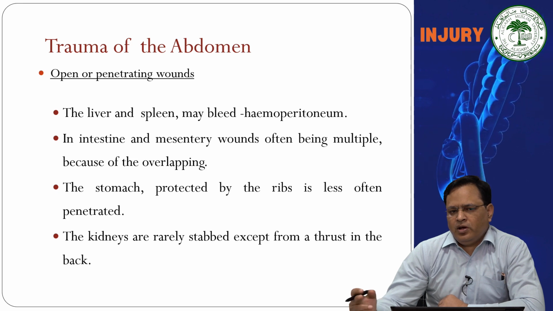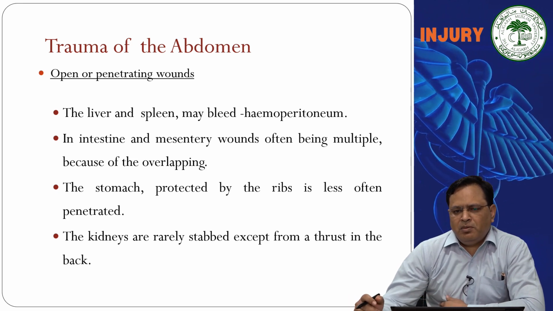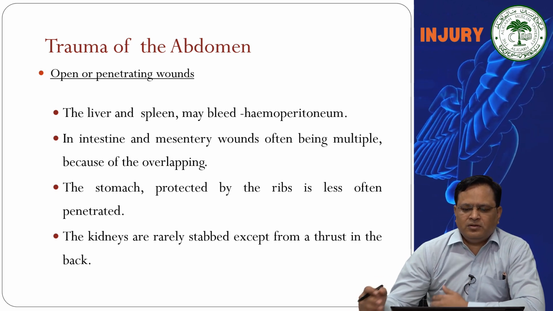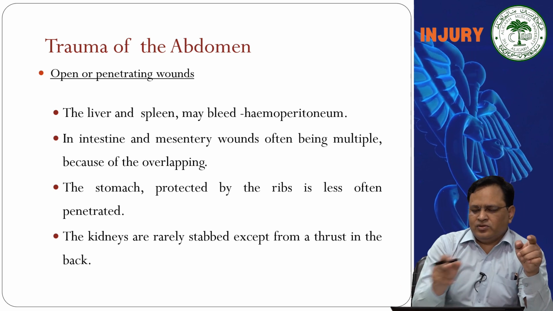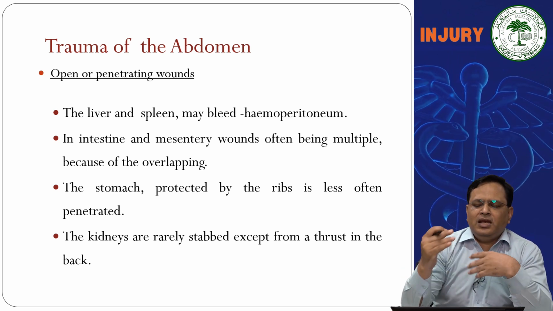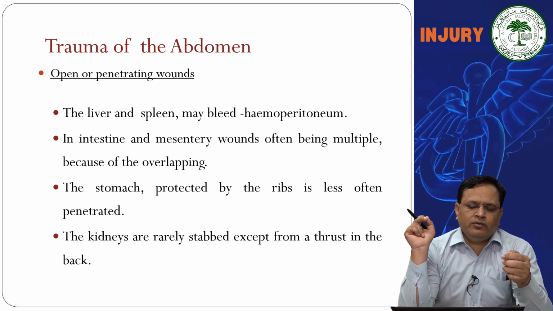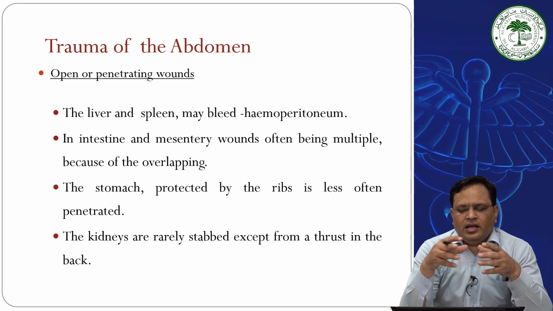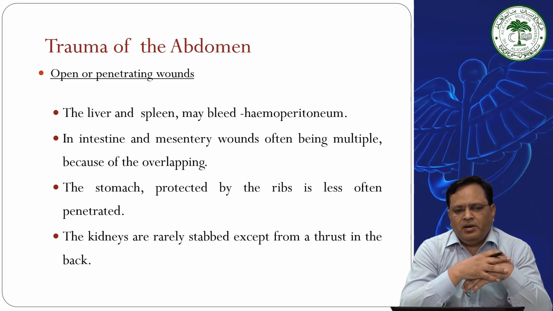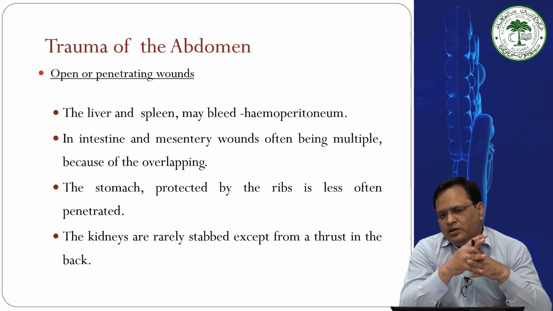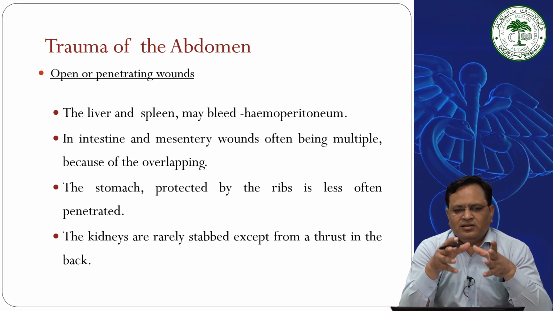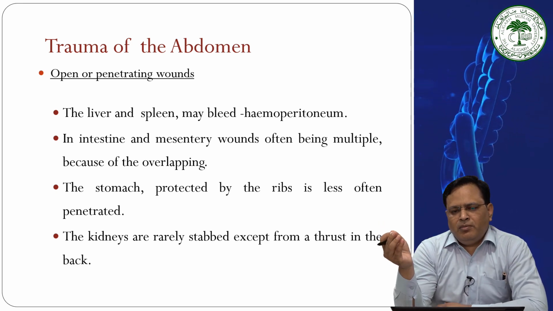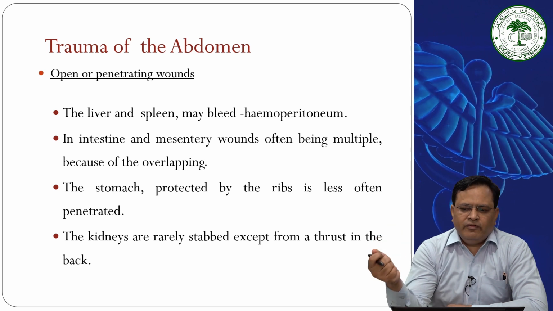Trauma of abdomen, open or penetrating wound. The liver and spleen may bleed, leading to hemoperitoneum. The intestine and mesentery wounds are often multiple. Since the intestine goes in a zigzag manner, it is many times overlapping. If a penetrating wound goes through, it can cause multiple entry and exit wounds in the intestine, and there can be bleeding, perforation or effusion from various sites in a single applied force.